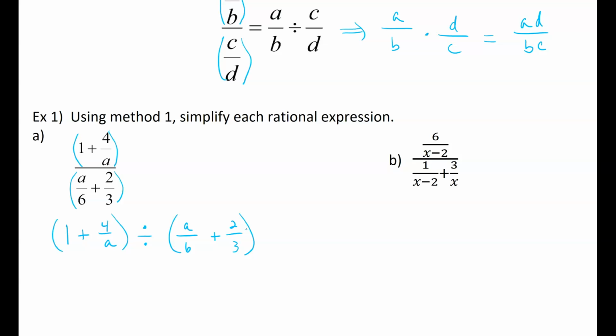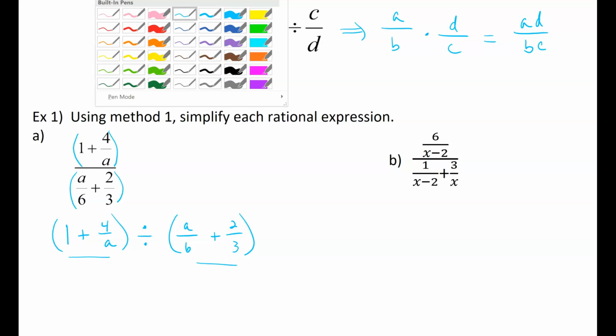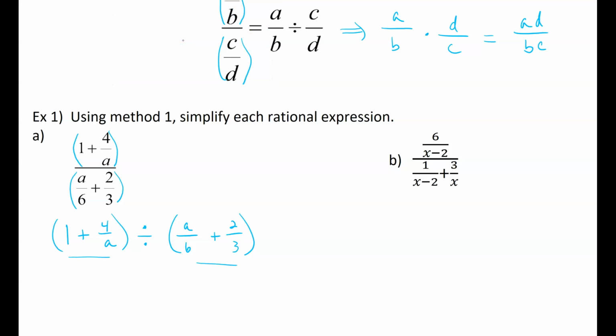Okay, so right now what I need to do is to create a single fraction both here and over here. So in the first one, I have a common denominator of what? Just this first one over here. What would my common denominator have to be? A. All right, so that means I'm going to multiply this 1 by A over A. And so that's going to give me A plus 4 over A.